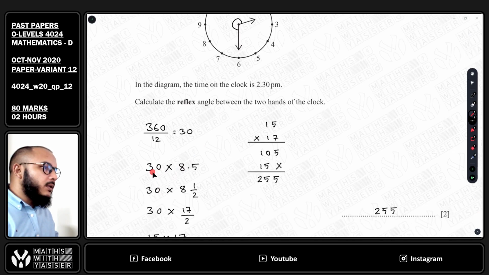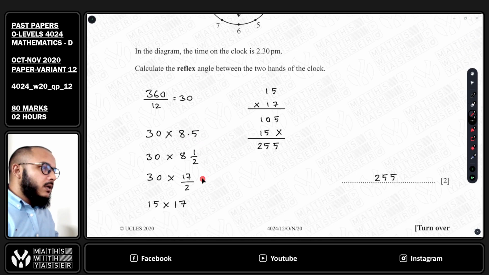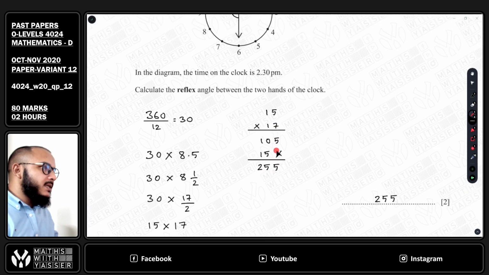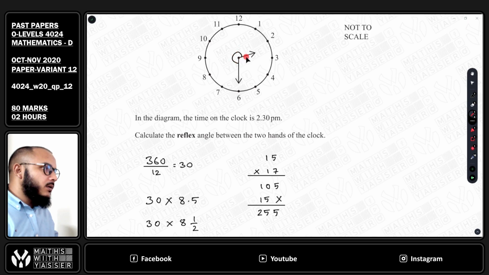Therefore, the angle will be 30 times 8.5, and 8.5 can be written as 17 over 2. 8 times 2 is 16 plus 1, 17. So now we can simplify it further. 2 times 15 is 30. So now it will be 15 times 17. And since this is paper 1, we are not allowed a calculator, so we have to do the multiplication like this. So 15 times 17 will give me 255 degrees. So that is the reflex angle between the two hands.